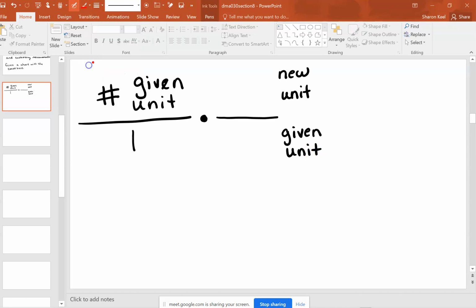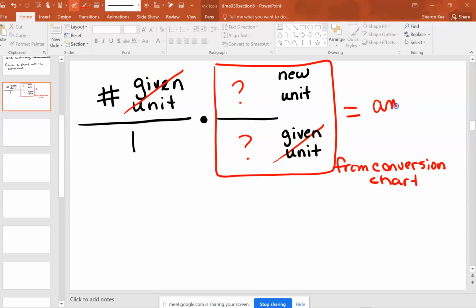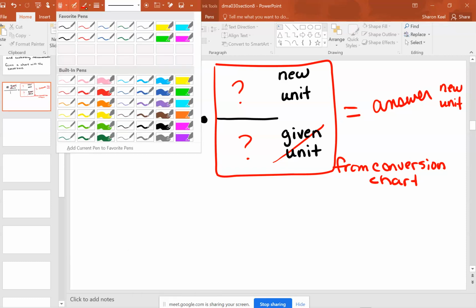What happens then is the numbers that we put here are going to come from the conversion chart. So we're going to plug in numerals here and here. What happens is the given units, since one's in the numerator, one's in the denominator, they cancel out, and you end up with your answer. And with the answer, you have that new unit that is left. So let's use this particular example that we have in this first problem, and I'm going to set it up that same way.